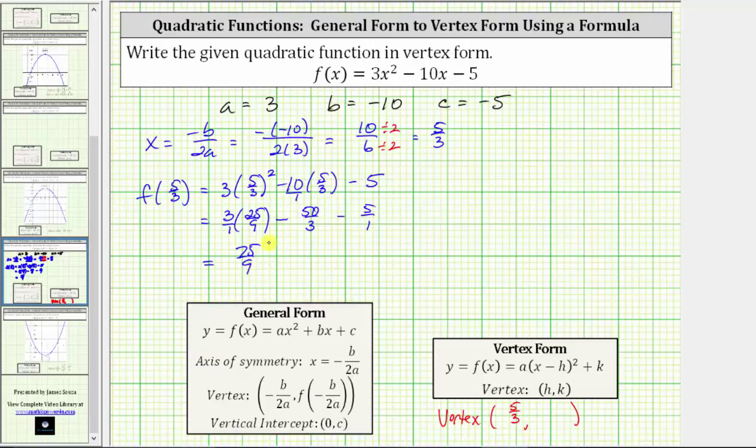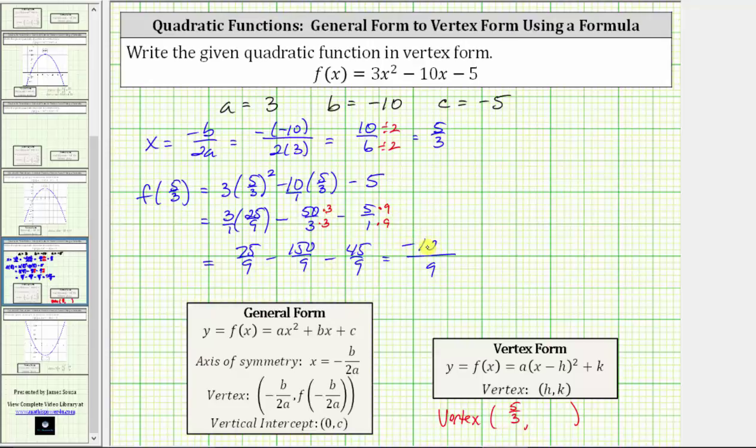We are going to have a common denominator. Let's use the LCD of 9. Let's write 50/3 as an equivalent fraction with a denominator of 9 by multiplying the numerator and denominator by 3, which gives us minus 150/9. And then for 5/1, we multiply the numerator and denominator by 9, giving us minus 45/9. Now that we have a common denominator, we can simplify. The denominator remains 9. In the numerator, we have 75 minus 150, which is negative 75, minus 45, which is negative 120.